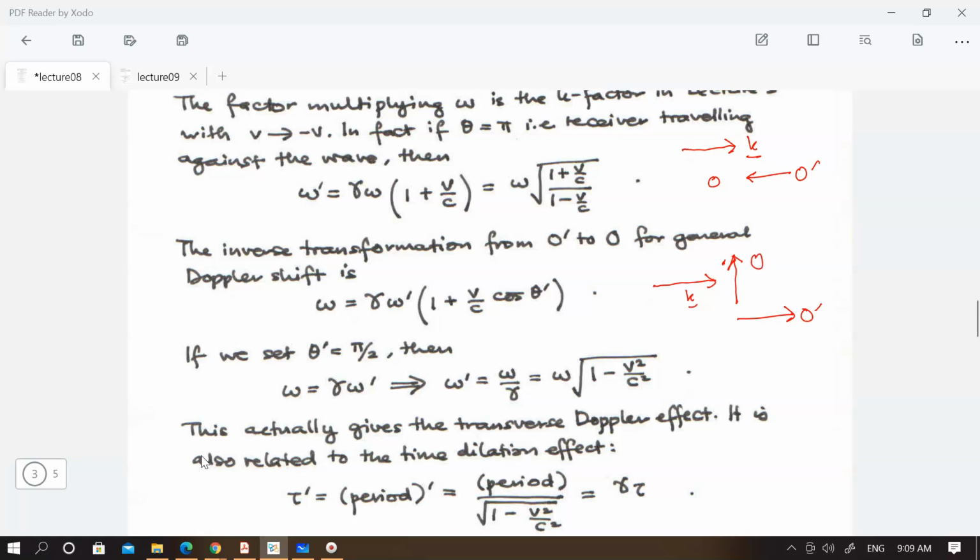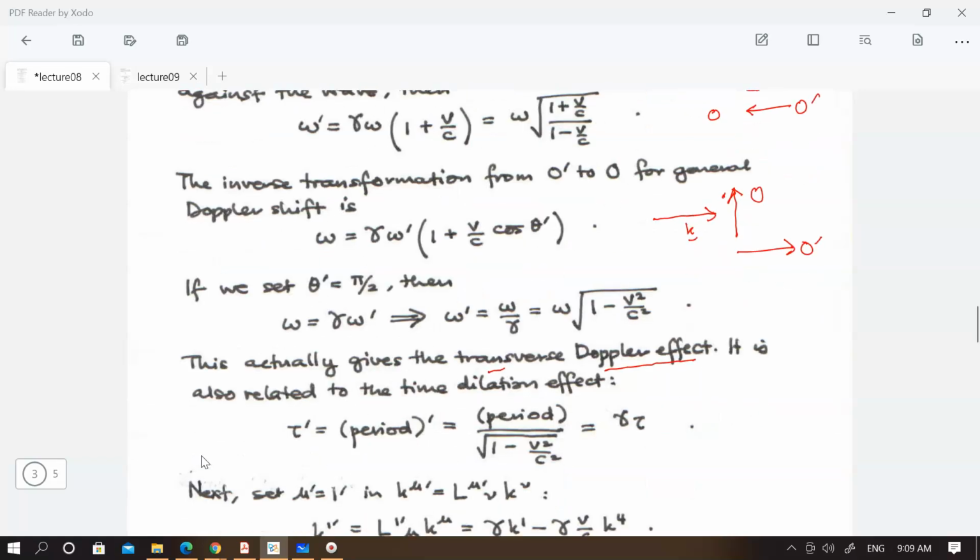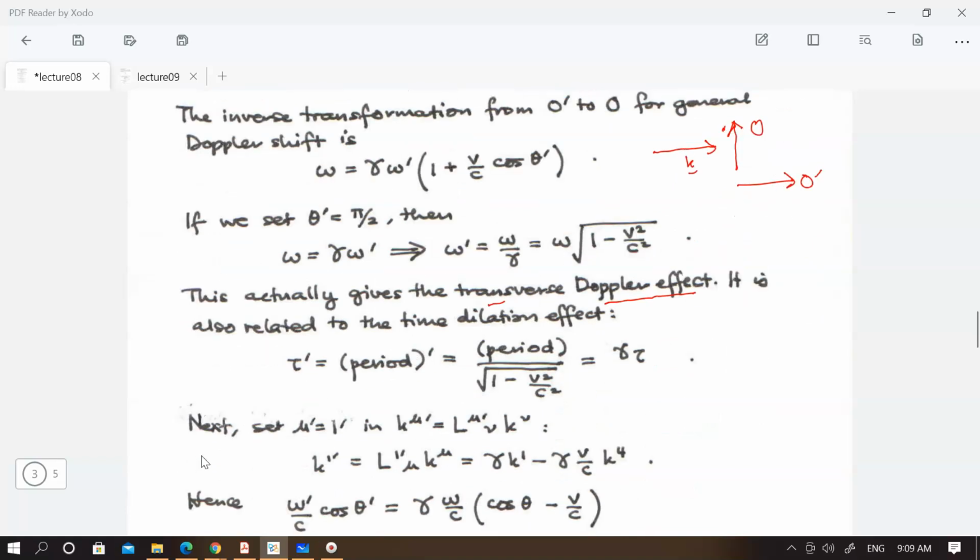And then what happens in this particular case is you set your theta dash equal to pi over 2, and that gives you 0 here, so you just have omega equals gamma omega dash, or omega dash equals omega over gamma. So this is essentially what we call the transverse Doppler effect. I think we stop at that particular point.